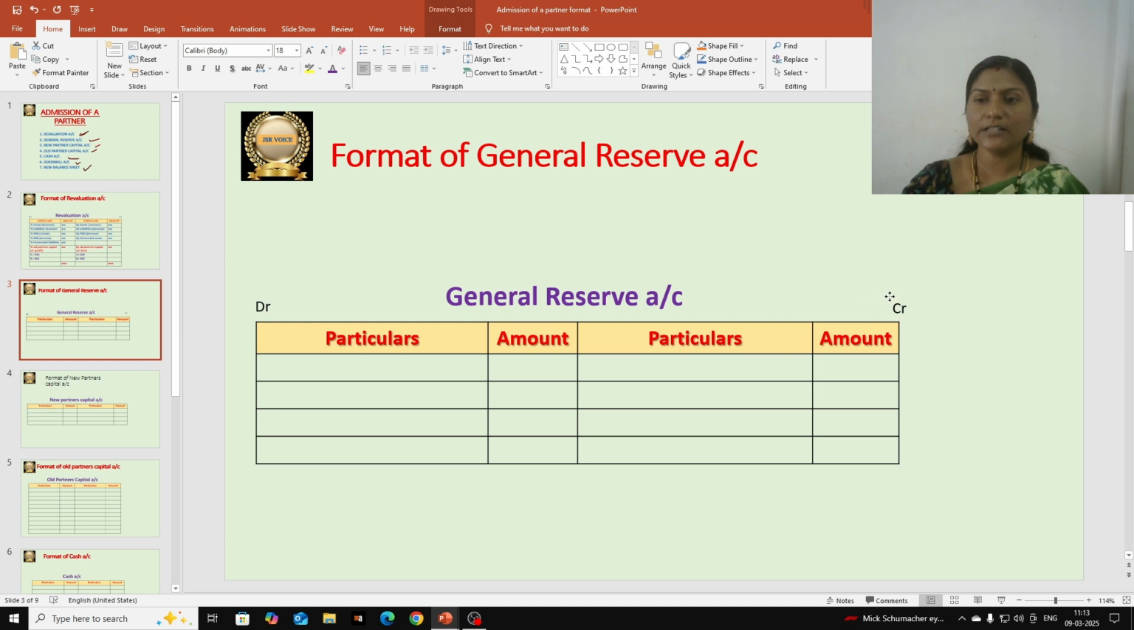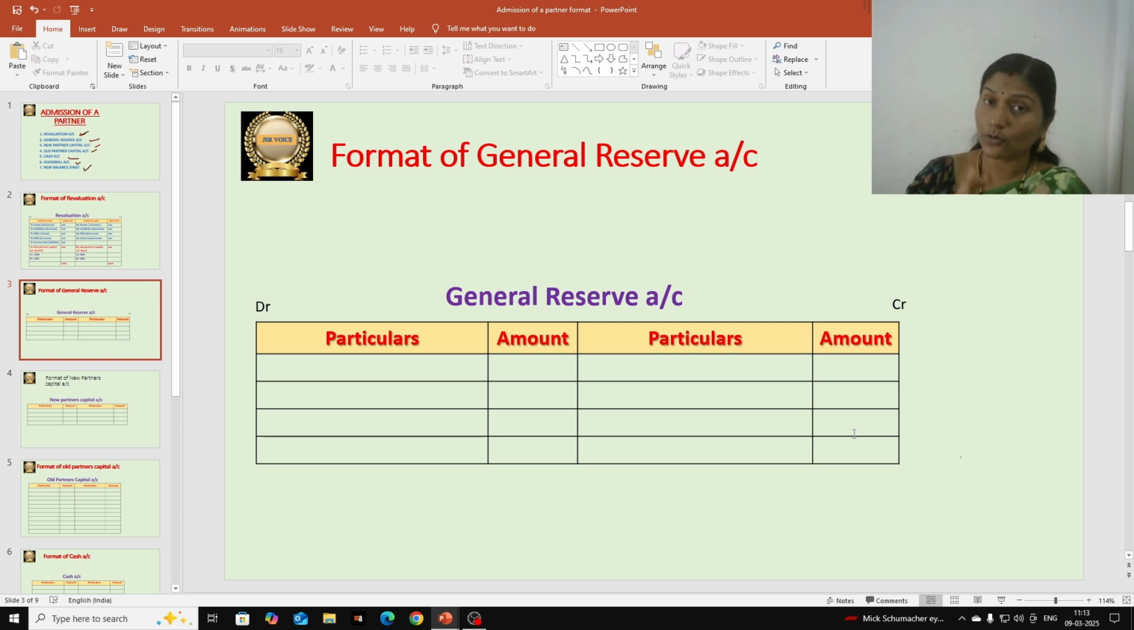If there is no reserve or reserve fund, if general reserve is not appearing in the balance sheet on the liability side, don't prepare that. If you have, then prepare this. So you have to draw columns like this: particulars amount, particulars amount, and on the top, general reserve account. This is the format that we are going to discuss.